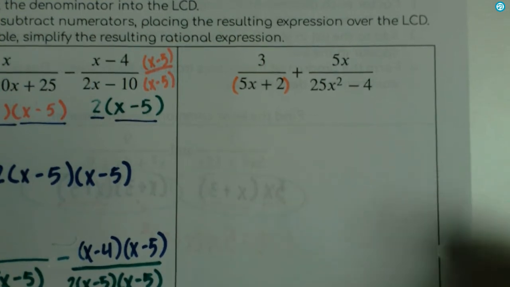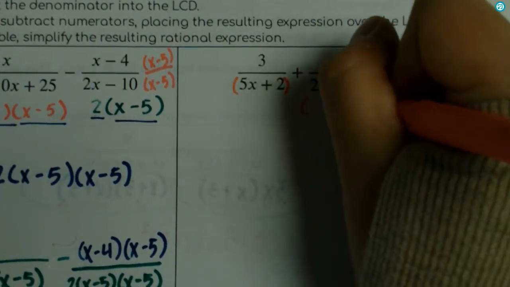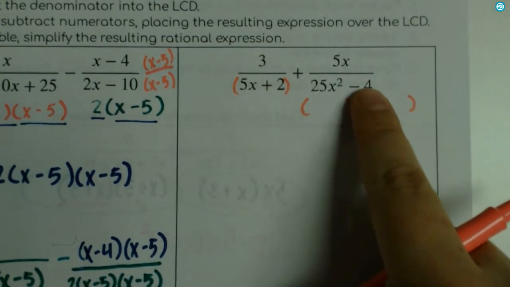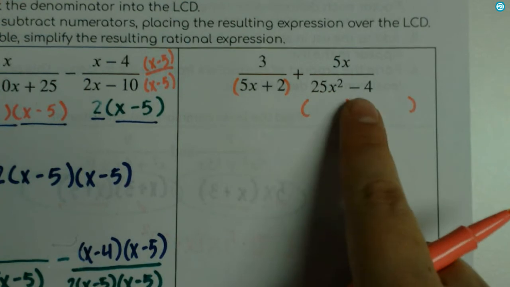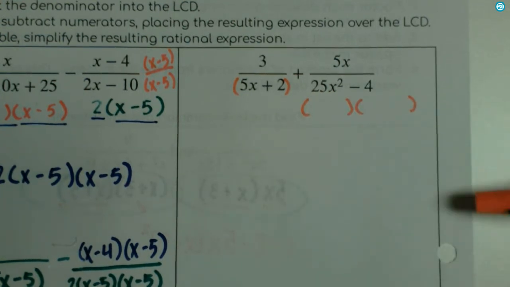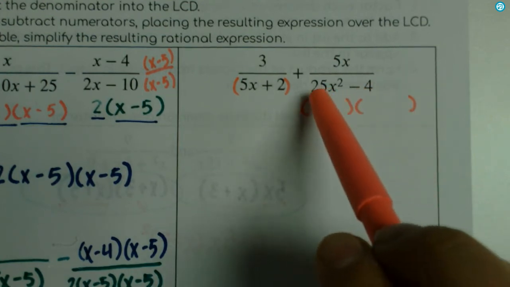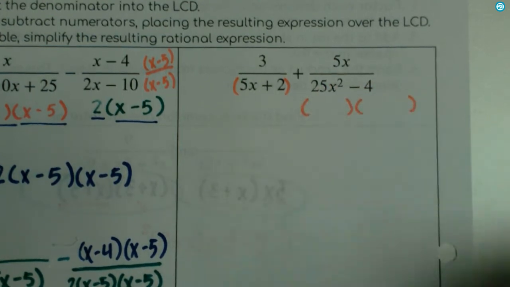25x squared minus 4 can be factored. If I see 2 terms, an x squared and a constant, and these are perfect squares, I know I'm going to be able to use difference of squares. So 25x squared minus 4 can be factored into 5x plus 2, 5x minus 2.